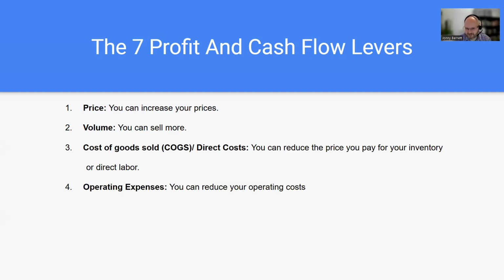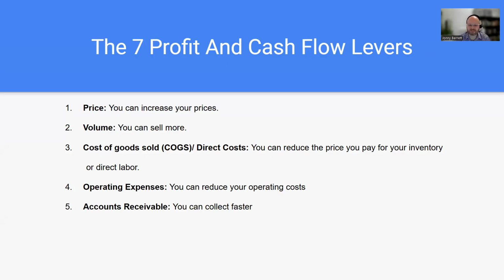Next, operating expenses. You can reduce your operating costs. Are there subscriptions that are going on but that you're not getting benefit anymore? Are there ways that you can change the structure of your operating expenses to reduce those? Those are the types of questions you can ask and those things that you can maybe find and change for operating expenses.